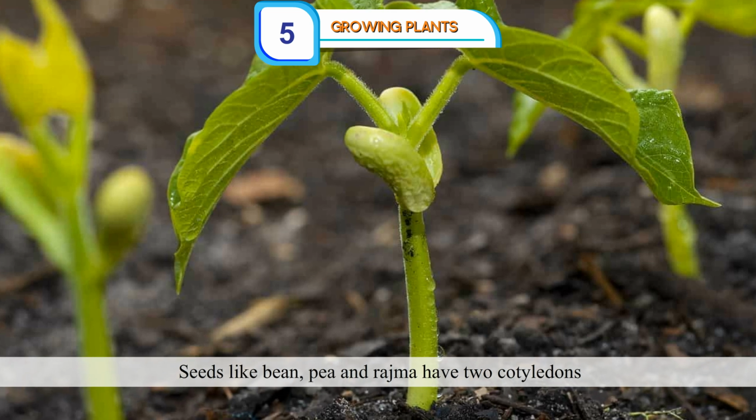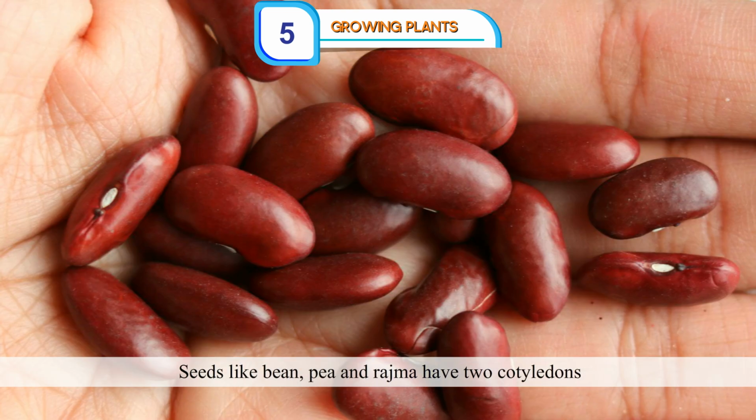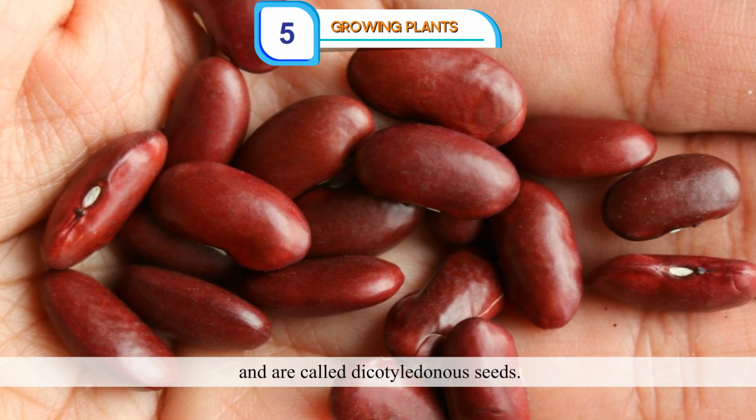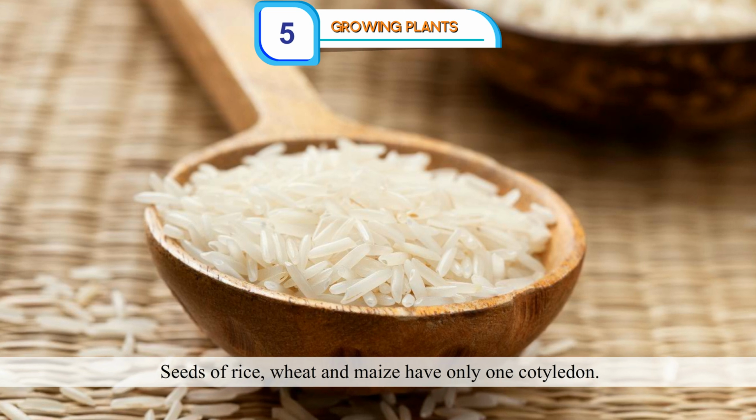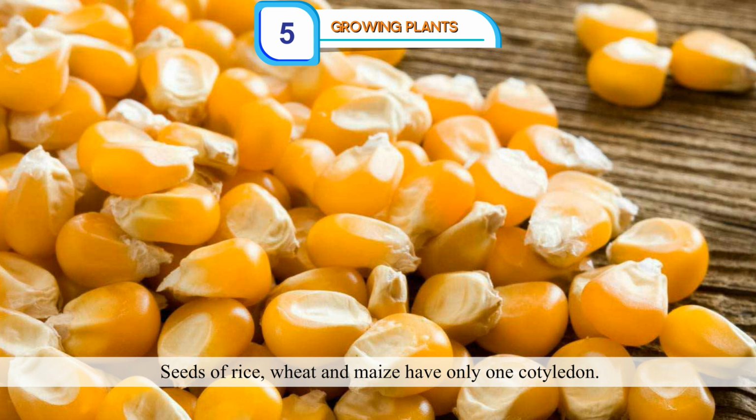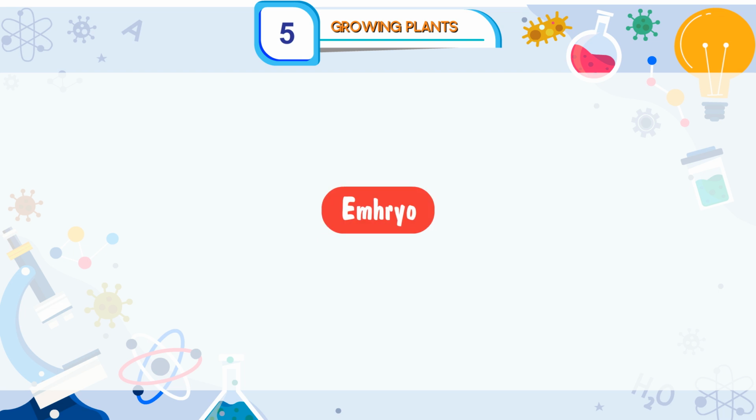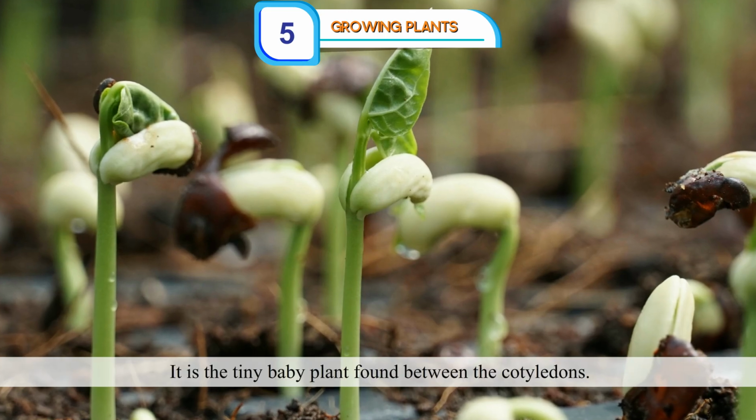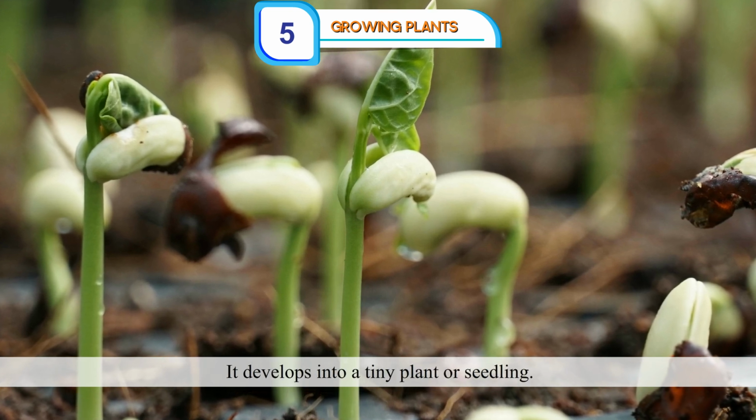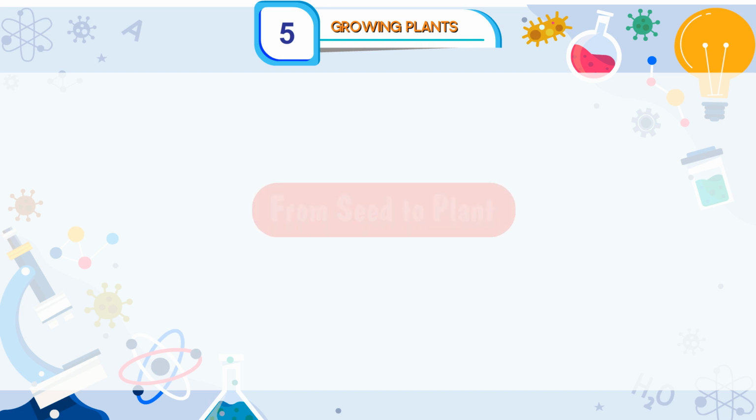Seeds like bean, pea and rajma have 2 cotyledons and are called dicotyledonous seeds. Seeds of rice, wheat and maize have only 1 cotyledon. They are called monocotyledonous. Embryo. It is the tiny baby plant found between the cotyledons. It develops into a tiny plant or seedling.